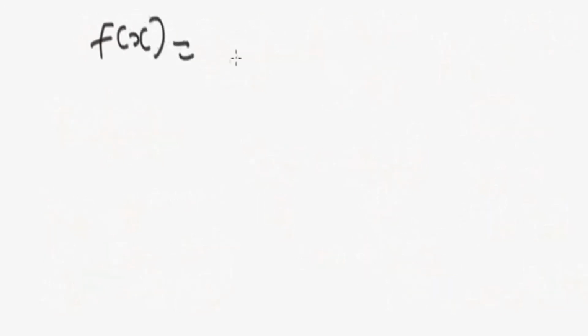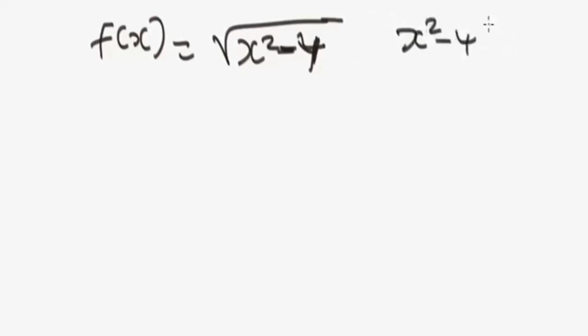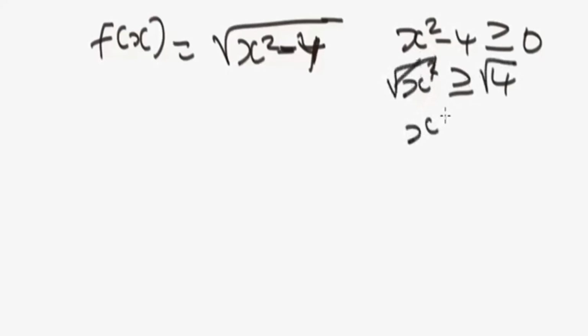F of x equals the square root of x squared minus 4. And we're asked to find the range of this function. Okay, so firstly, let's get the domain. The domain of this function requires x squared minus 4 greater than or equal to 0. So x squared is greater than or equal to 4. So you take the square root of both sides. So x is greater than or equal to, sorry, 2. The square root of 4 is 2.